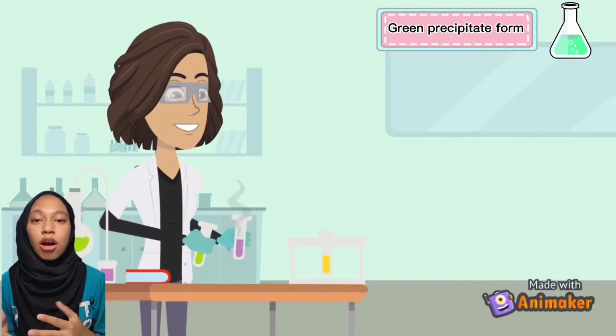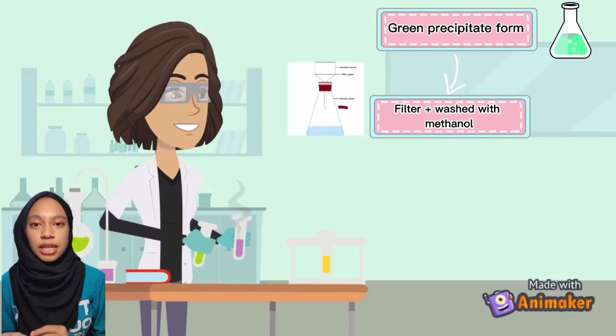Next, the precipitate was filtered off using suction filtration and washed with methanol. Lastly, the precipitate was dried under vacuum. The result obtained was recorded.